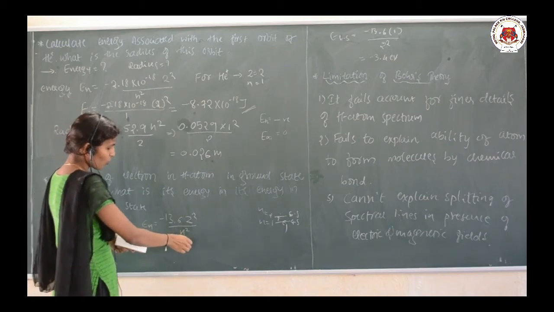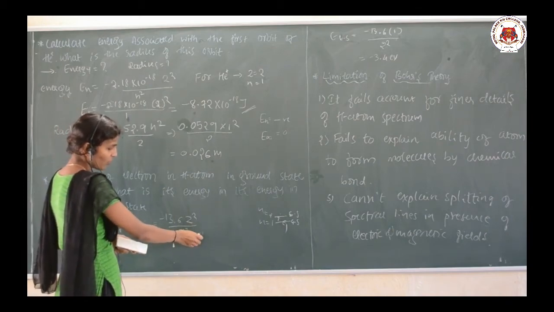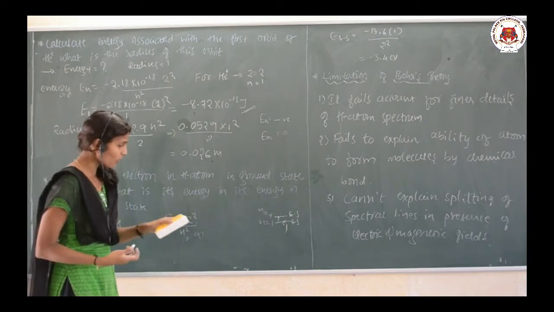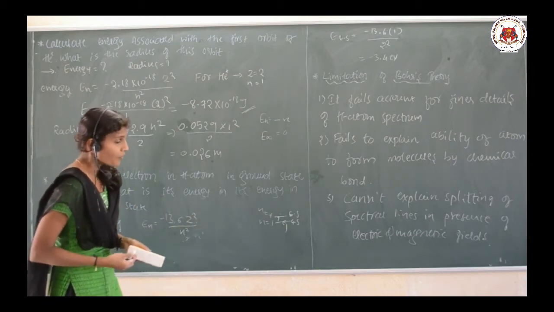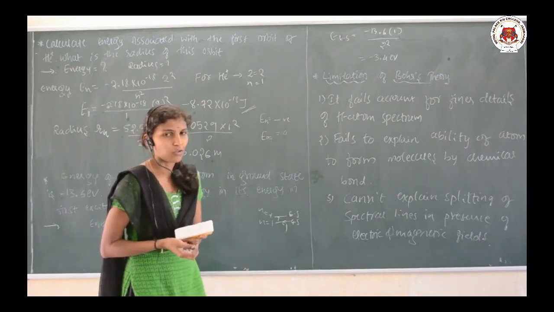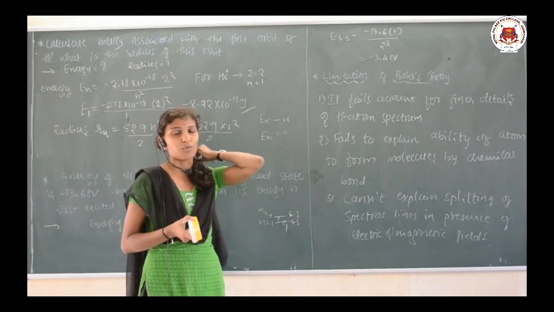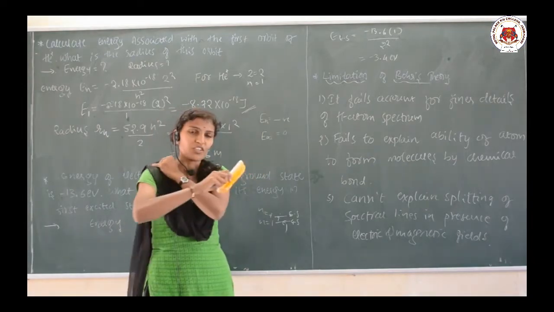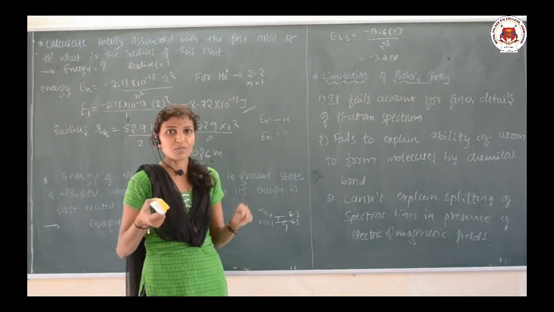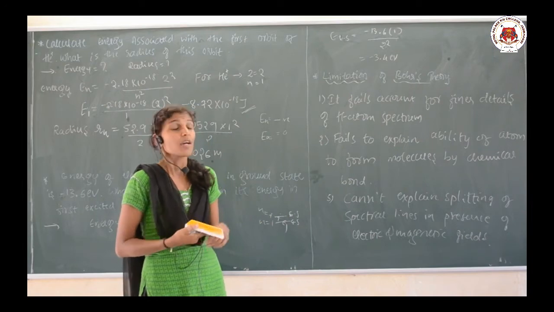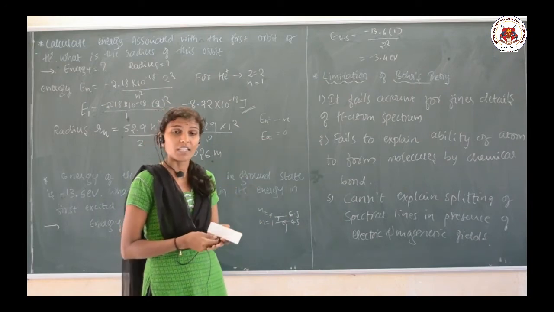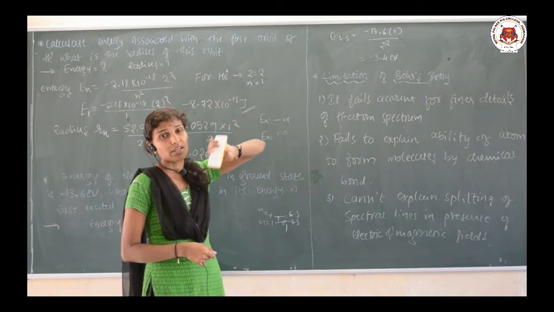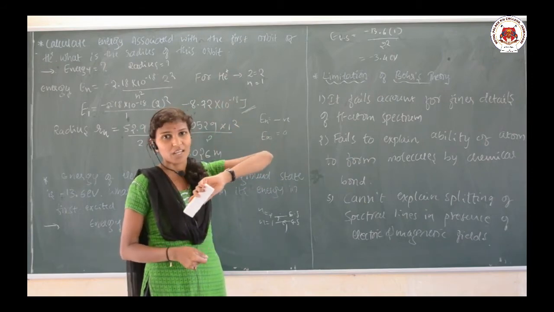If n is at infinity, anything divided by infinity will be 0 only. So, the energy of an electron is said to be negative. It indicates that the energy of an electron which is present in an atom is negative as compared with the energy of an electron which is far away from the nucleus, at infinite distance.